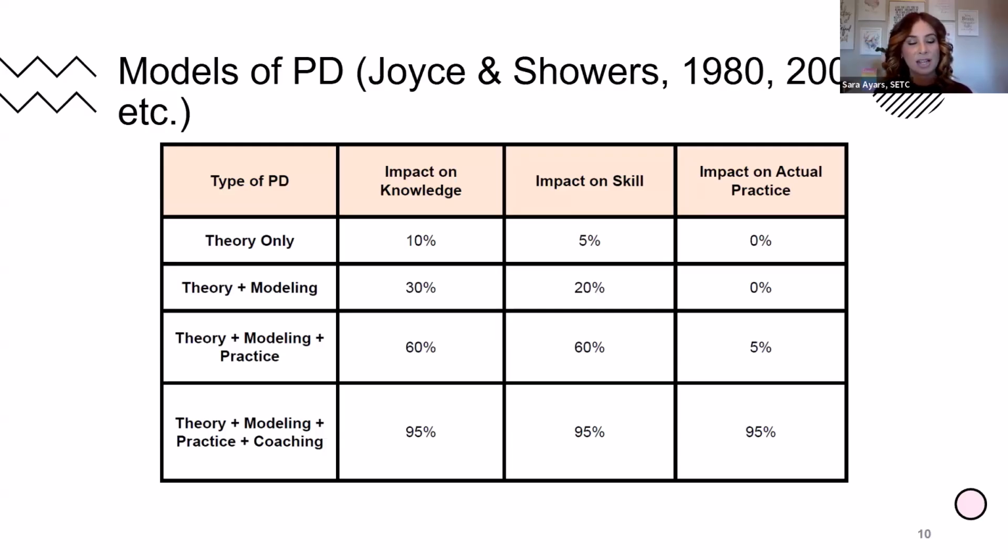Theory, modeling, and practice, where they're also practicing with devices or boards, increases especially their skill, but their actual practice only increases about 5%. But if you add in that coaching piece, where you're talking through what they're doing and asking them questions so they can think critically about their own practice, then that impacts their actual practice the most.